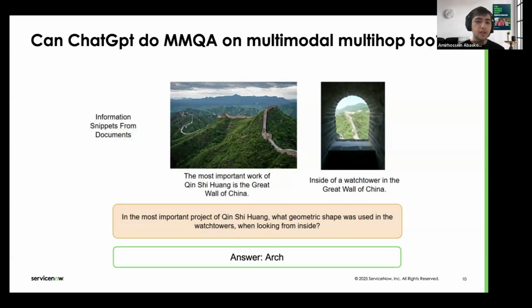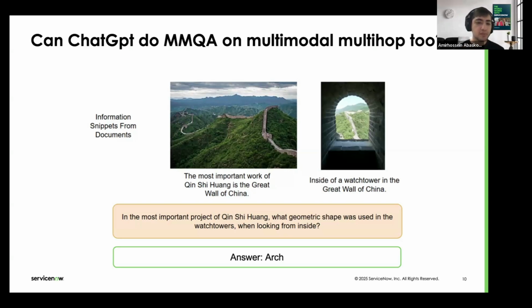As can be seen here, I included pieces of information from two different documents. One of the documents is about Qin Shi Huang, who was the architect of the Great Wall of China, and the other is the document about the Great Wall of China. And the question is asking about an image in the Great Wall of China.